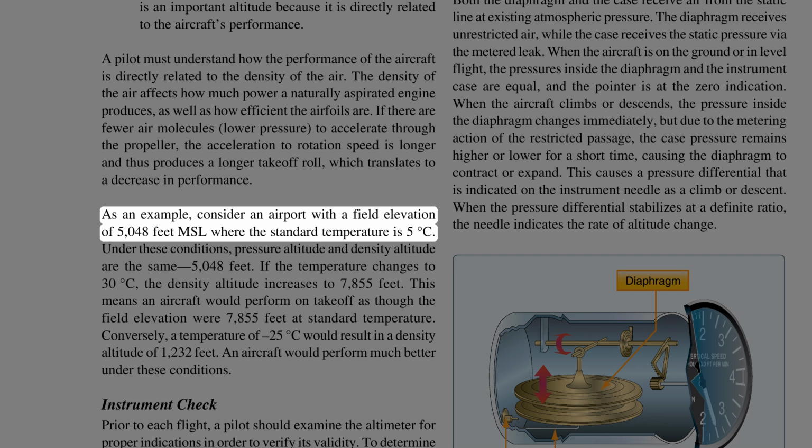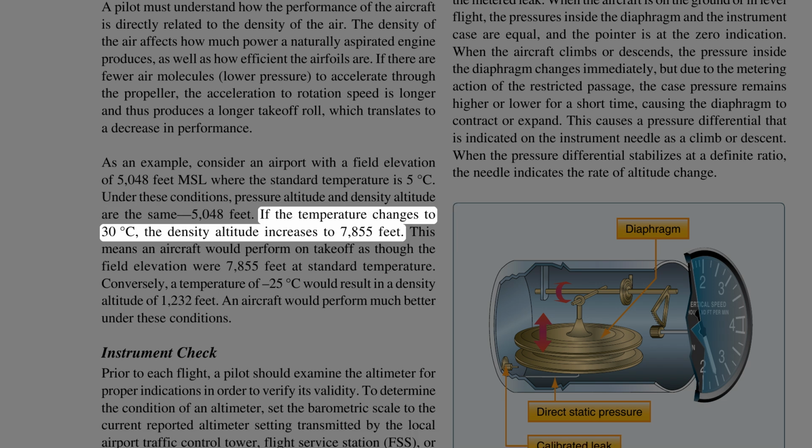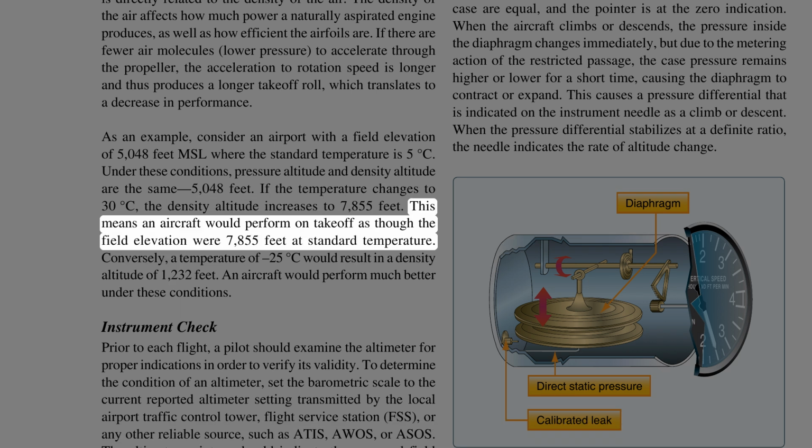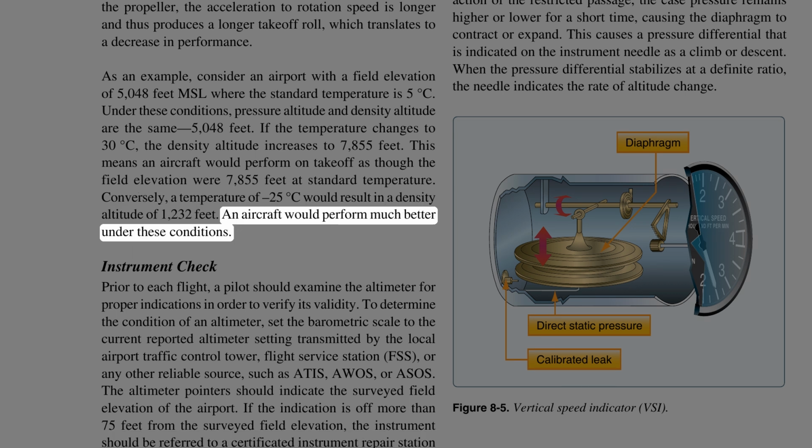As an example, consider an airport with a field elevation of 5,048 feet MSL where the standard temperature is 5 degrees Celsius. Under these conditions, pressure altitude and density altitude are the same, 5,048 feet. If the temperature changes to 30 degrees Celsius, the density altitude increases to 7,855 feet. This means an aircraft would perform on takeoff as though the field elevation were 7,855 feet at standard temperature. Conversely, a temperature of minus 25 degrees Celsius would result in a density altitude of 1,232 feet. An aircraft would perform much better under these conditions.